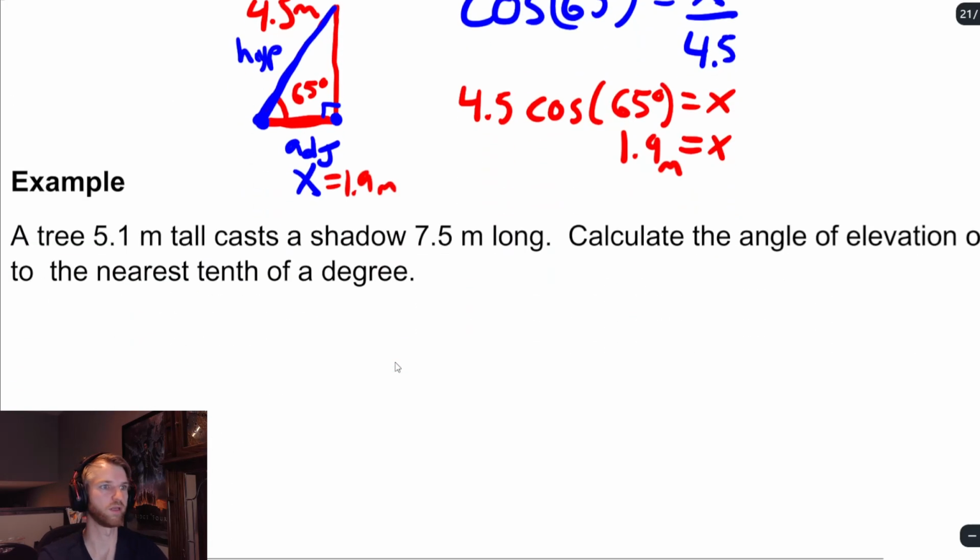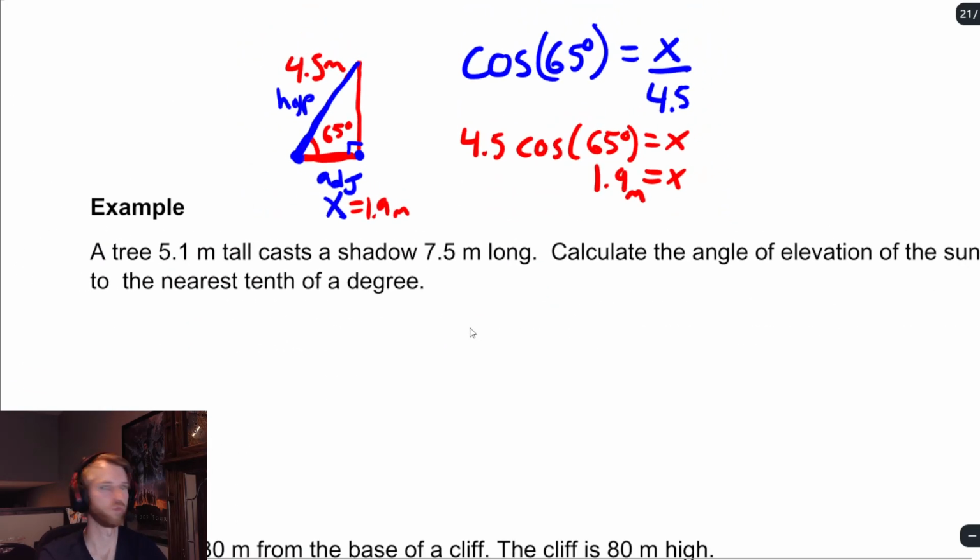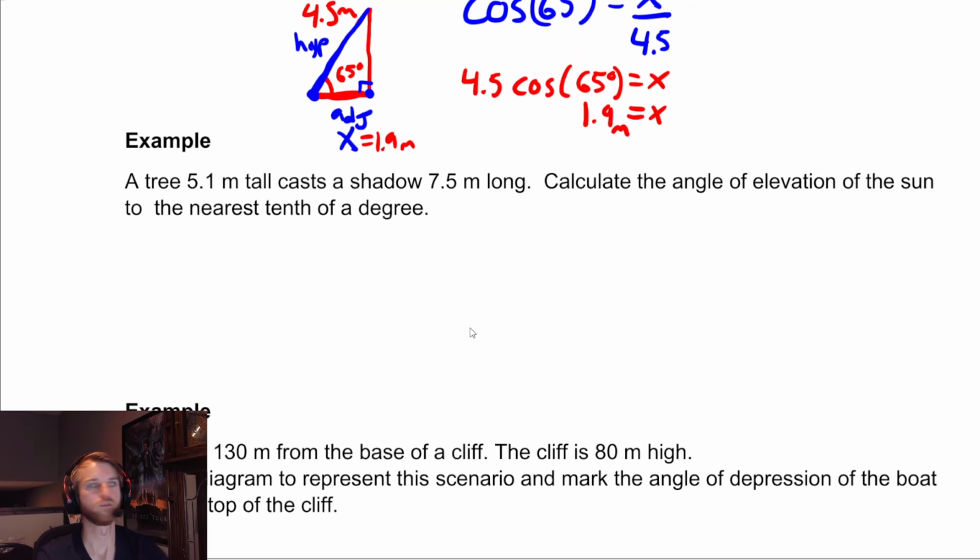Then we went back to normal trig. So the next question says, a tree is 5.1 meters tall and casts a shadow 7.5 meters long. Calculate the angle of elevation of the sun to the nearest tenth of a degree. Okay, so this is a new term, angle of elevation.